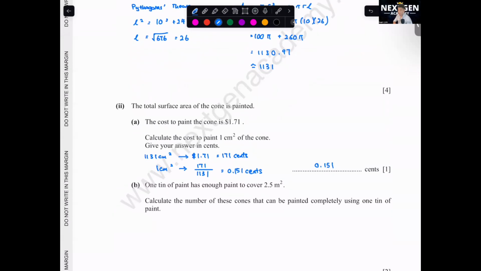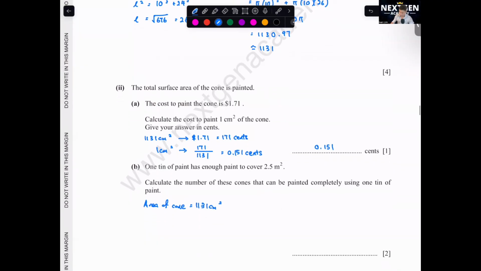Okay, question B. 1 tin of paint has enough paint to cover 2.5 meters square. Calculate the number of these cones that can be painted completely using 1 tin of paint. Okay, so we know that the area of the cone that we calculated just now is 1131 cm square. Okay, look at the units. They say 1 tin of paint is 2.5 meters square. We need to convert both to the same unit first.